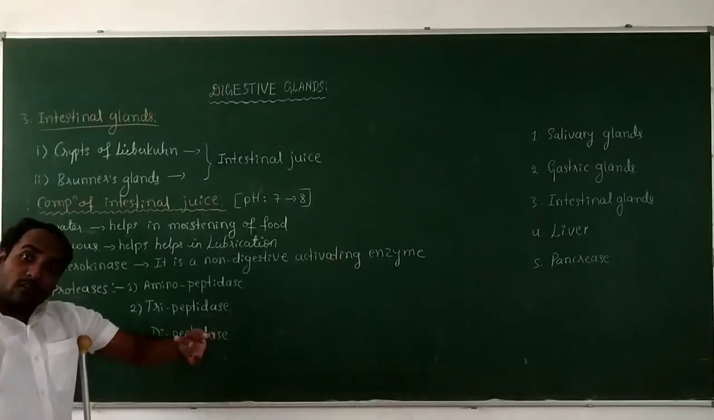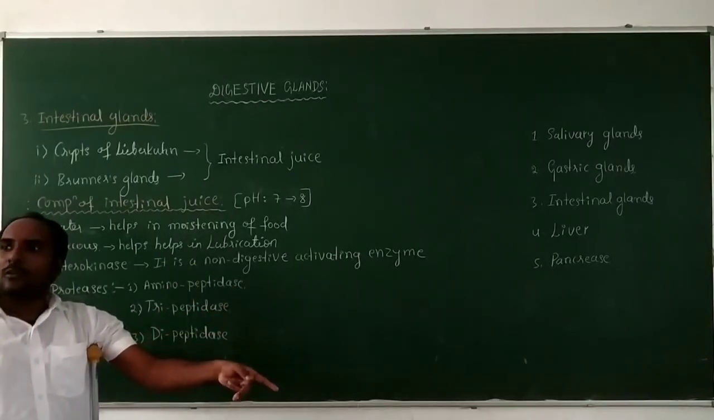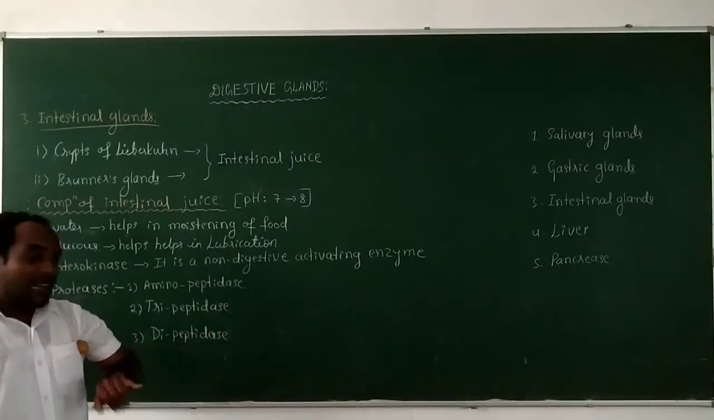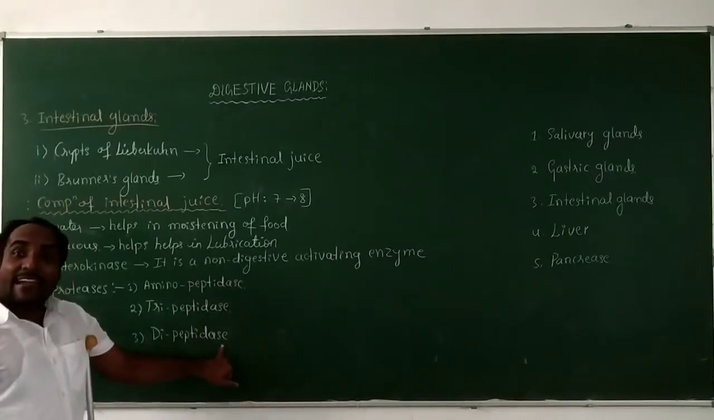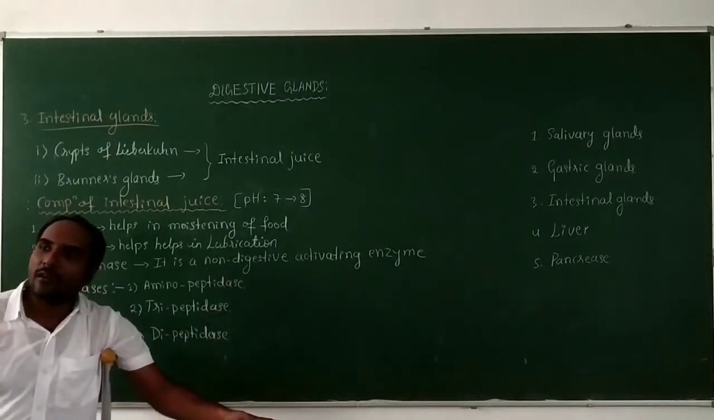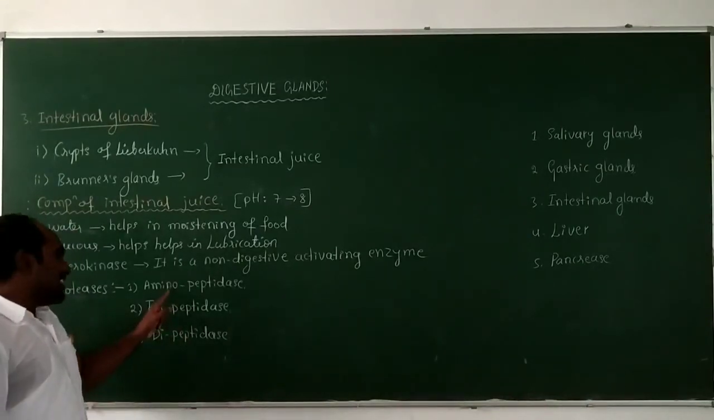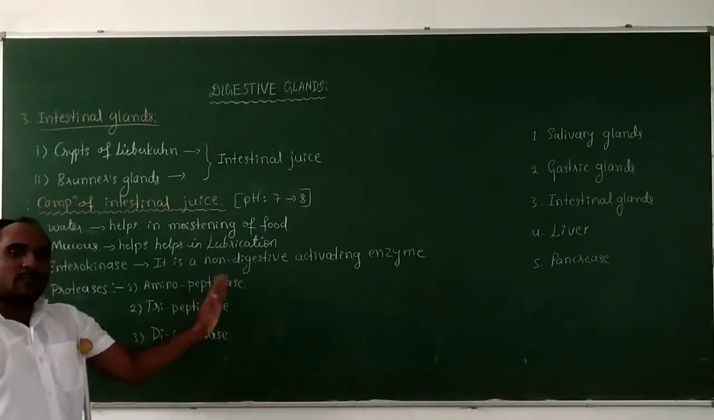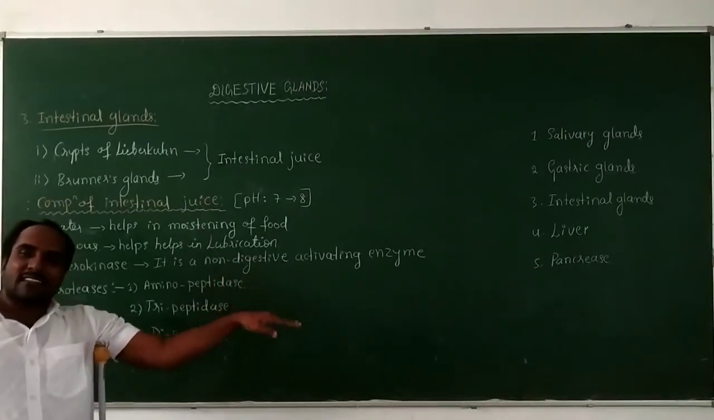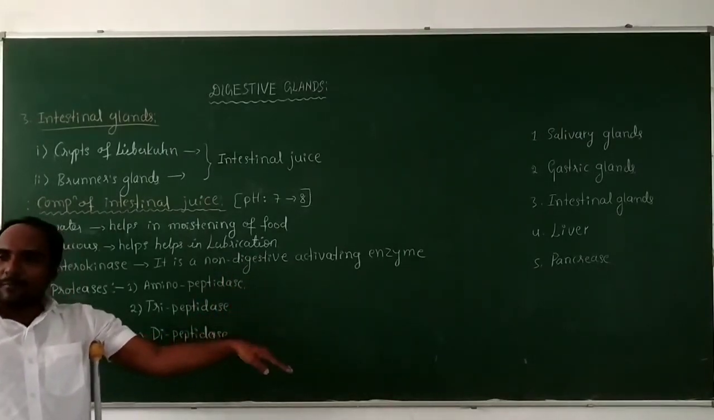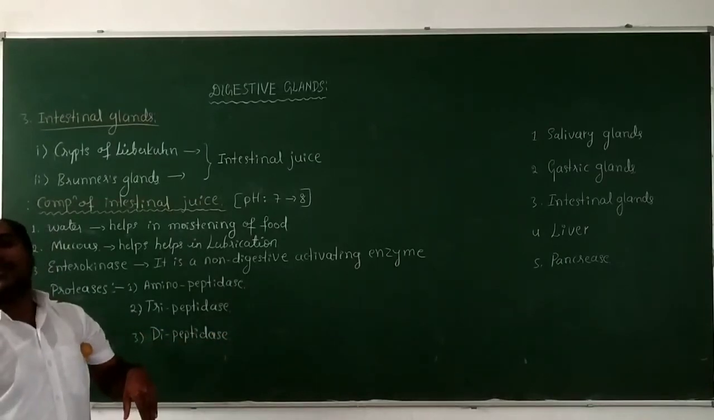Tripeptidase acts on tripeptides and converts them into dipeptides. Dipeptidase acts on dipeptides and converts them into amino acids. In this way, these 3 types of enzymes act on peptones, tripeptides and dipeptides, and convert them into amino acids.